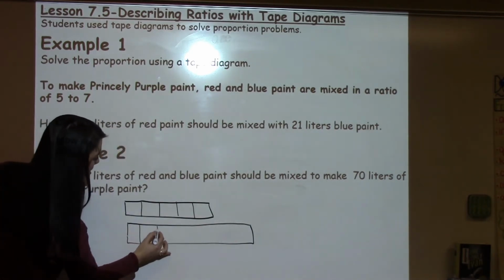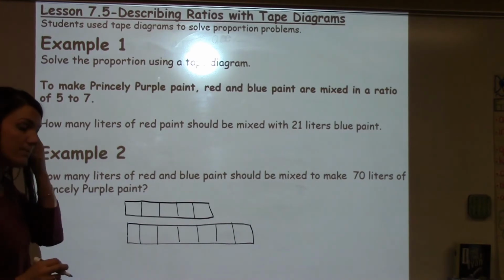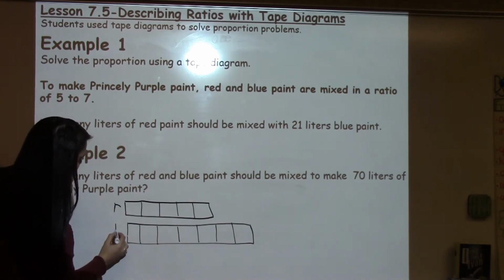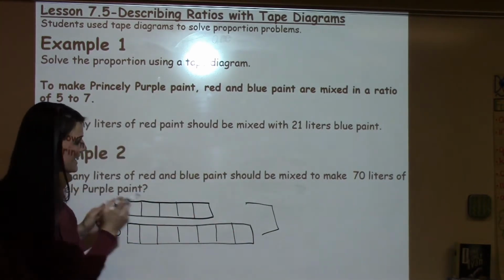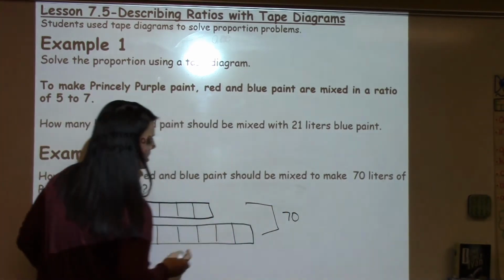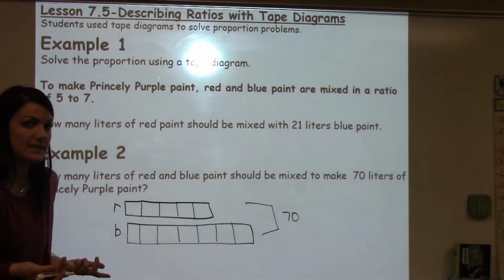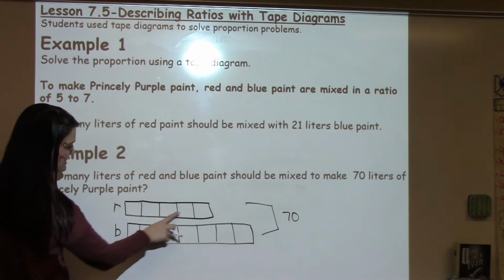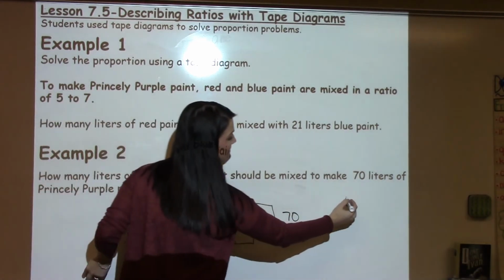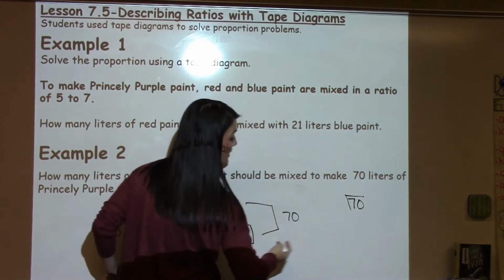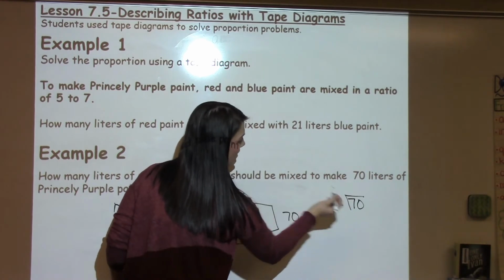But in the first problem, I knew how much I wanted for the 7, and I was just finding out the 5, or the red. So in this problem, I want both of them put together to equal 70. In order to find out what each square is worth, this is just like a division problem. I have 5 plus 7 squares, so I need to find out what each one of them is worth. I have to do some division, 70 divided by 12.